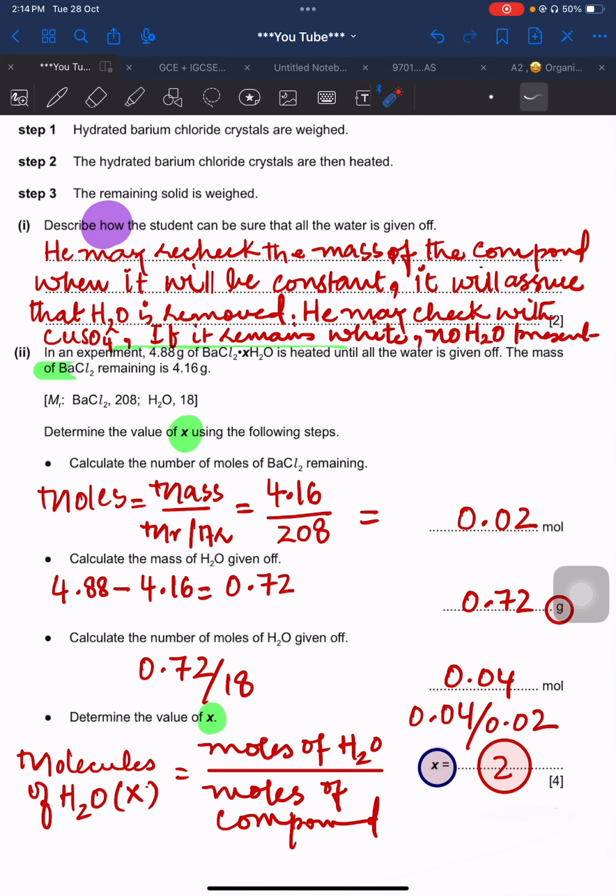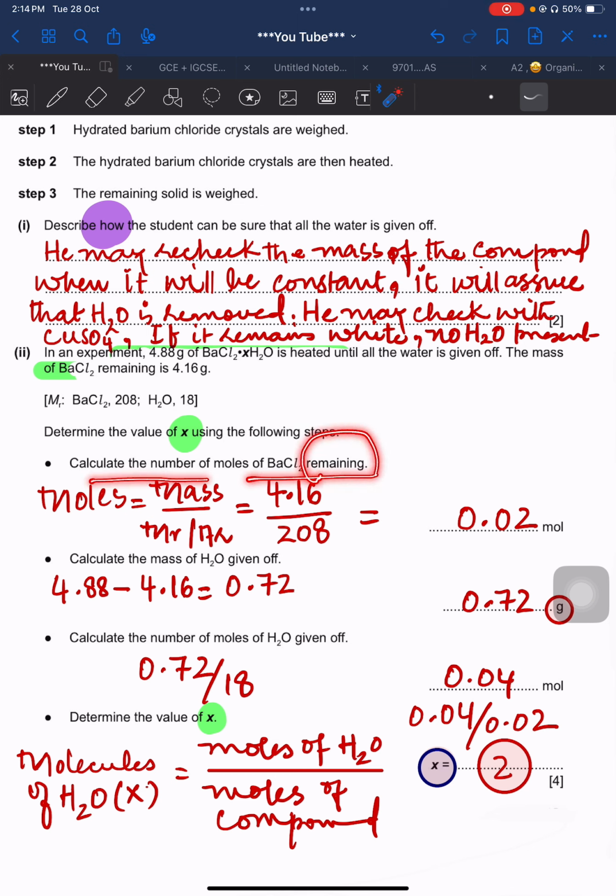In an experiment, 4.88 grams of BaCl2.XH2O is heated until all the water is given off. The mass of BaCl2 remaining is 4.16. So what was the initial mass? 4.88. What is the final mass? 4.16. Calculate the number of moles of BaCl2 remaining.